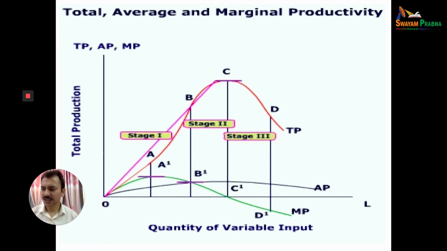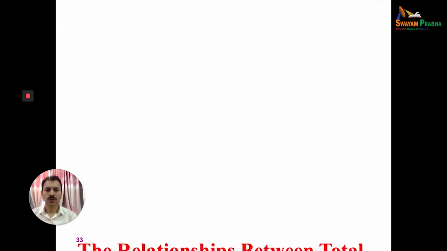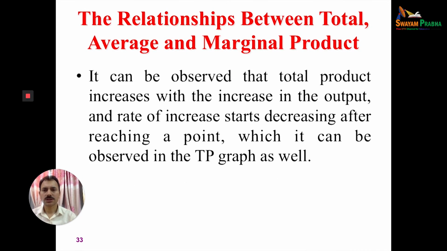In the second stage, it starts with the intersection of this AP and MP. AP and MP decrease, but total output is still increasing. And in the third stage, MP is negative and TP starts declining. So let us discuss.